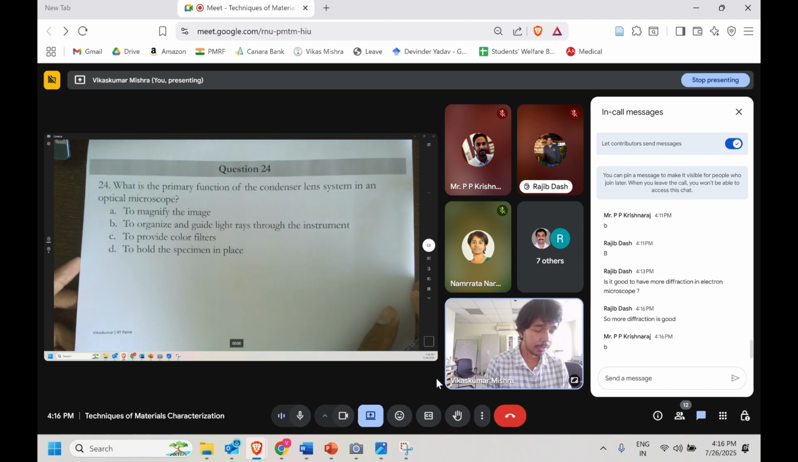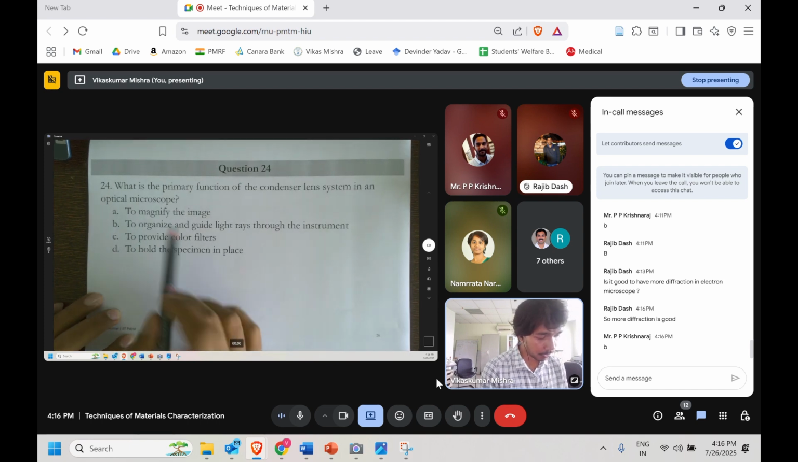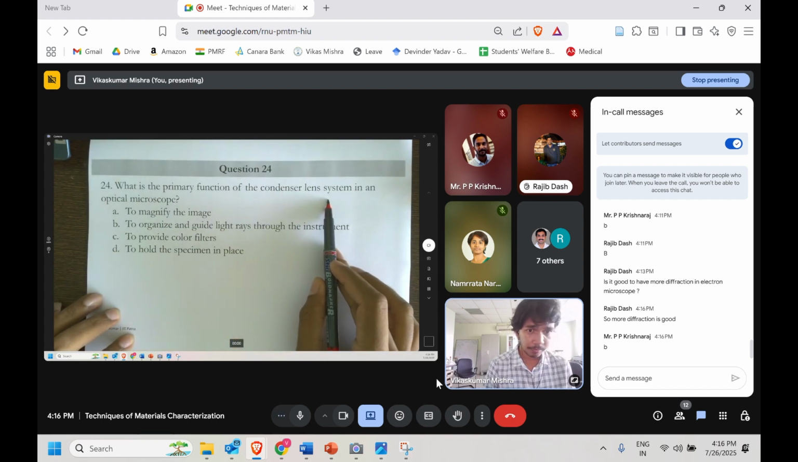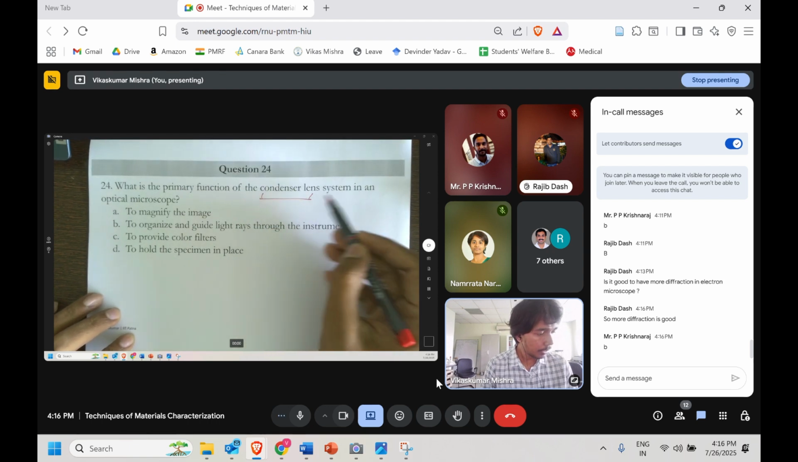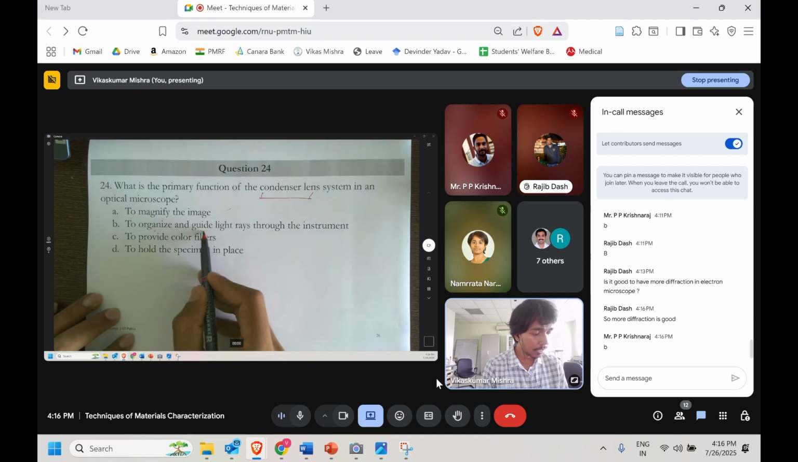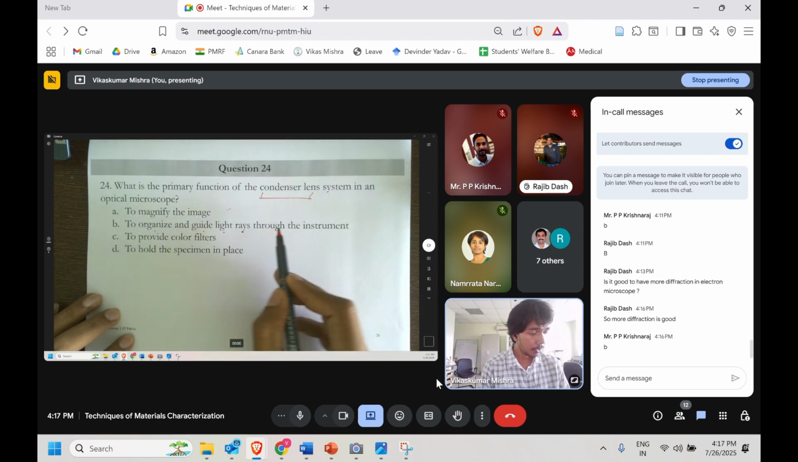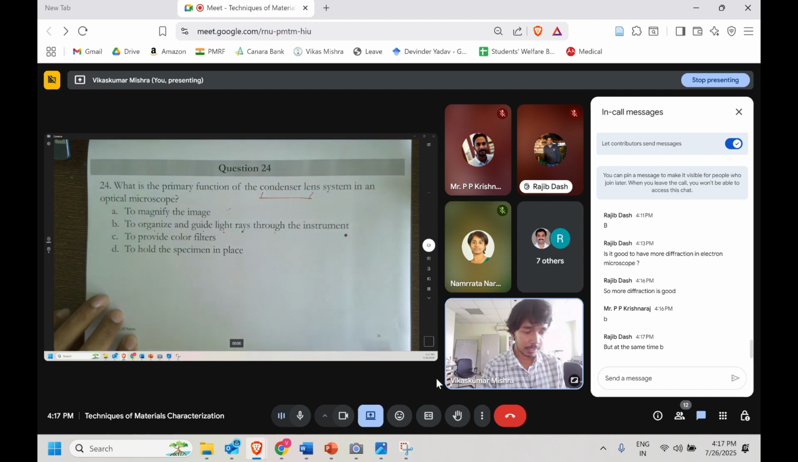Okay, so now let's go ahead to question number 24. Krishna has told that option B is the right answer. Let's first read the question. What is the primary function of the condenser lens system in an optical microscope? To magnify the image, or to organize and guide the light rays through the instrument? Yeah, that's right, Rajiv. The answer is option B.